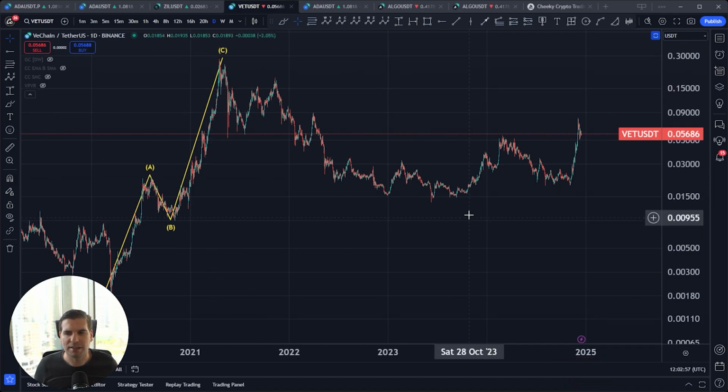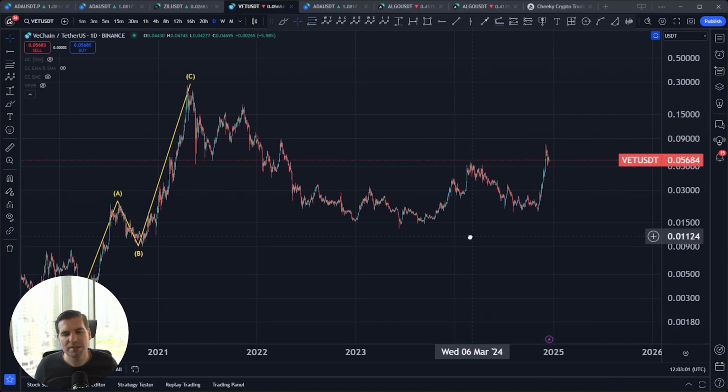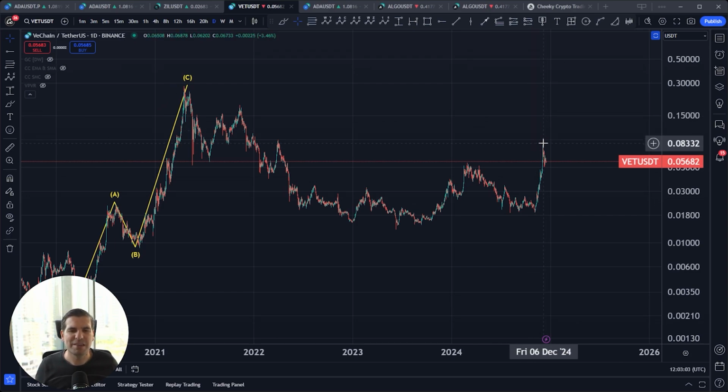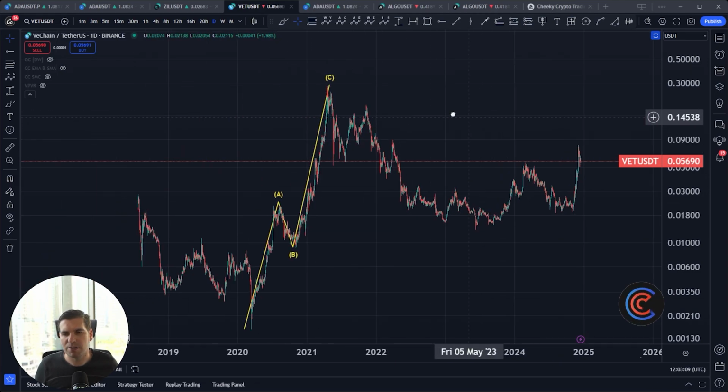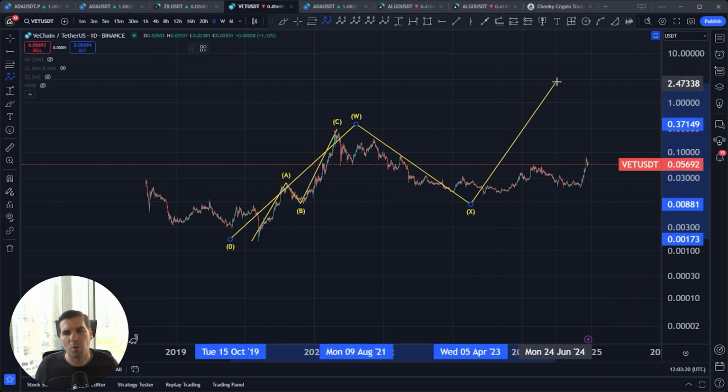It's very interesting because we are seeing very similar structures right now for Cardano as well, but this isn't necessarily a bad thing, because it does mean that we're going to see some very interesting things in 2025. Now, with all that in mind, there's a couple of different scenarios that can play out here for Vechain. The obvious one is that you end up with a double zigzag pattern. A double zigzag pattern, like the ABC here, would actually be a WXY pattern.